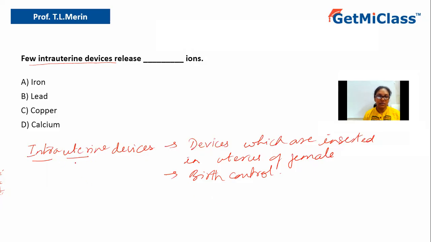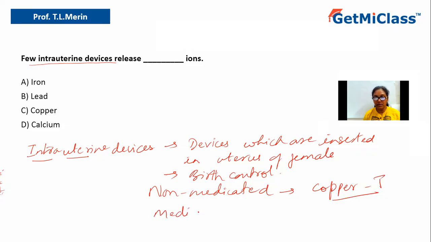Now, there are certain intrauterine devices which can be medicated and non-medicated. Non-medicated ones will not have any medicine, but they may carry some ions, like copper T, lipid loop, etc. Copper T will release copper ions, so that is why it is called copper T. Whereas medicated intrauterine devices will contain hormones.